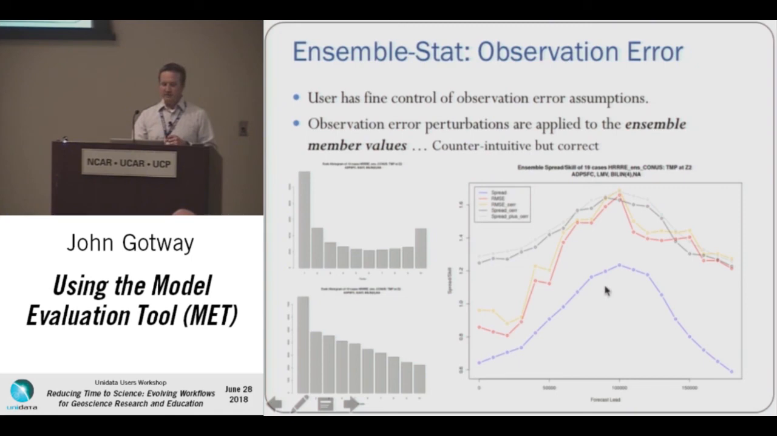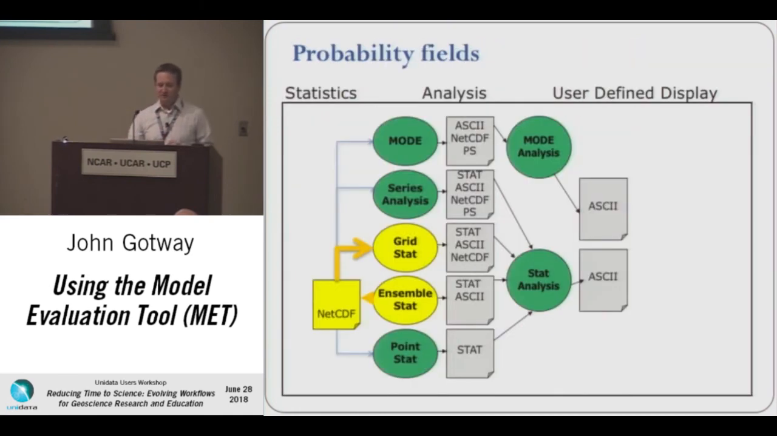Here is a line plot showing the spread in blue and the RMSE in red. In orange here is the RMSE with the perturbed ensemble member values, so the RMSE of the perturbed ensemble mean. The black is the spread of the perturbed members, and then the gray is a different type of formulation: spread plus the square root of the variance. Don't worry about it. Okay, so you've run Ensemble-Stat and generated this ensemble products file.